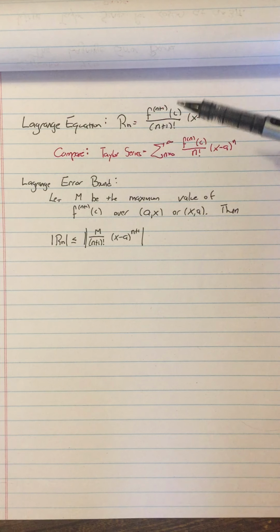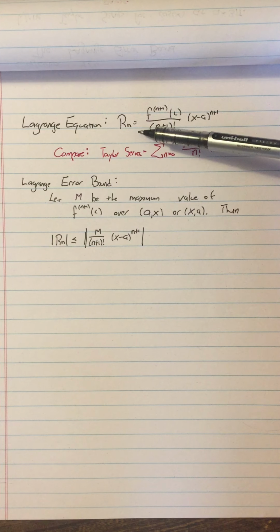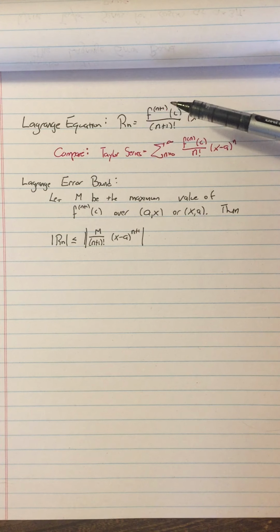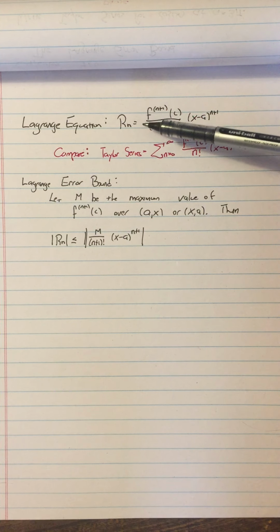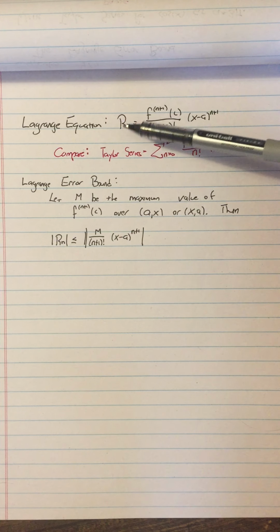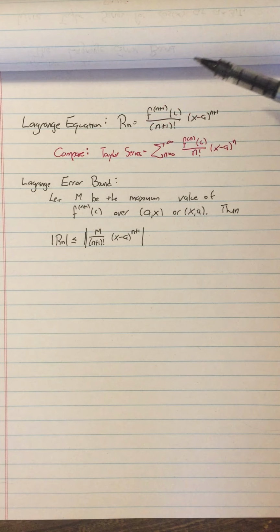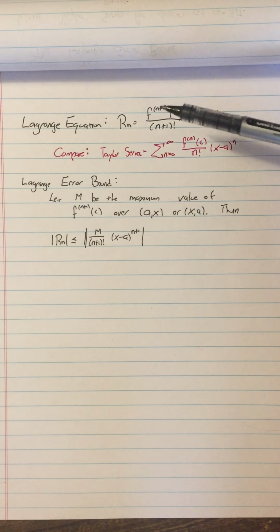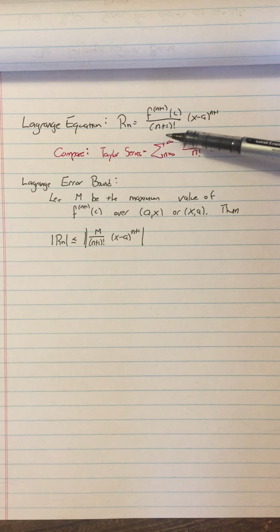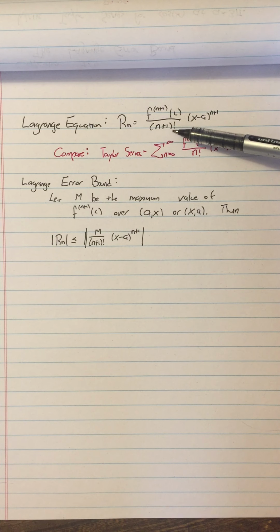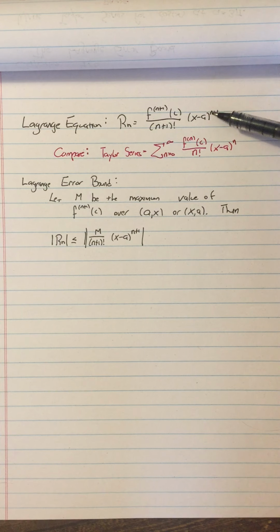Lagrange equation. So here it is. What's amazing about the Lagrange equation is he doesn't just say that the remainder has to be less than something, the error has to be less than something. He tells you exactly what the error is, which you might think, if I know exactly what the error is, why don't I just correct the error? Well, it does have a trick to it, which is that the error is the n plus first derivative of f at some point c over n plus 1 factorial times x minus a to the n plus 1.